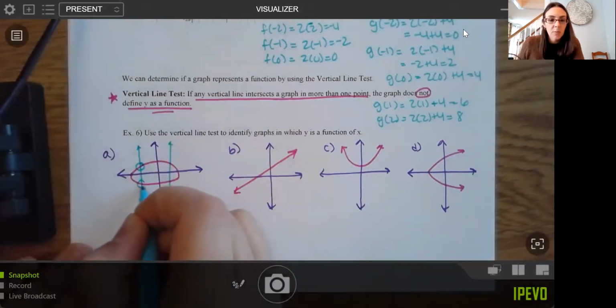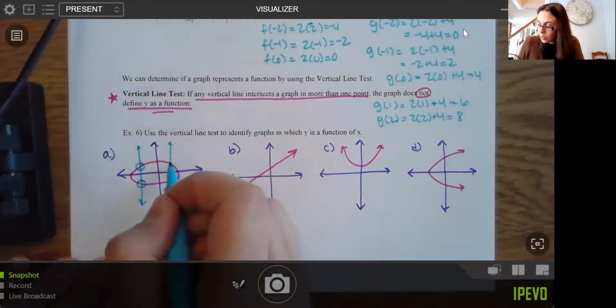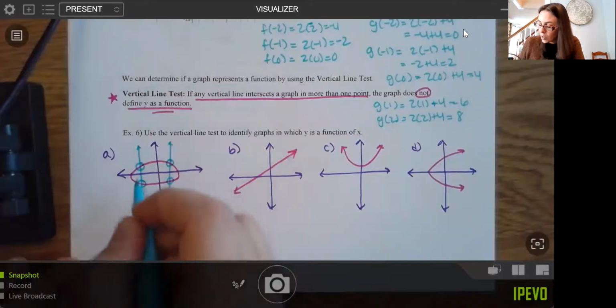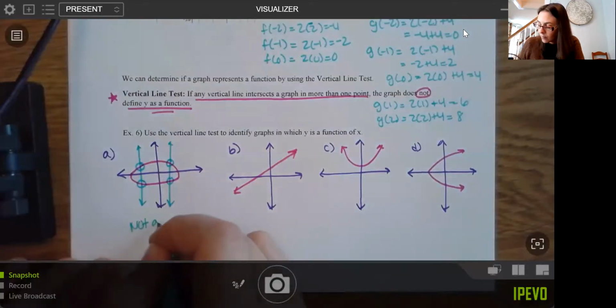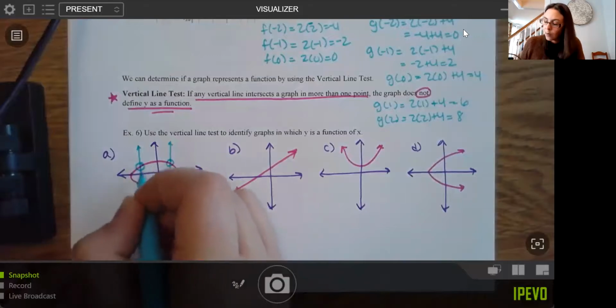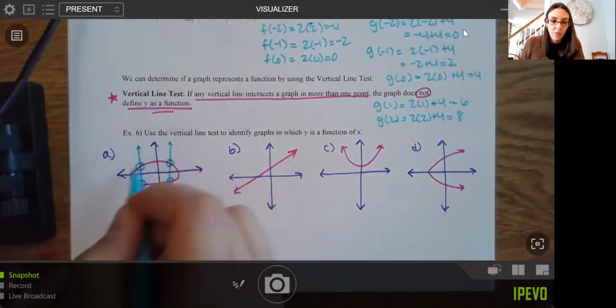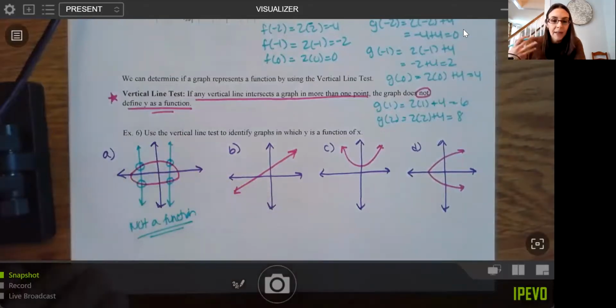So see how this line touches more than once? This one also touches more than once. Something like this is not a function, because it touches more than once. I don't care about the axes, I just care about the graph. Because basically what's happening is this.